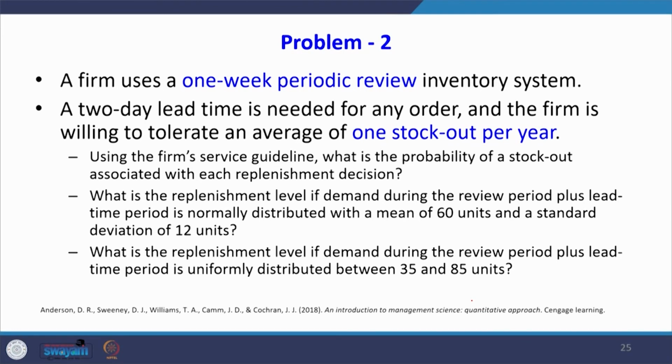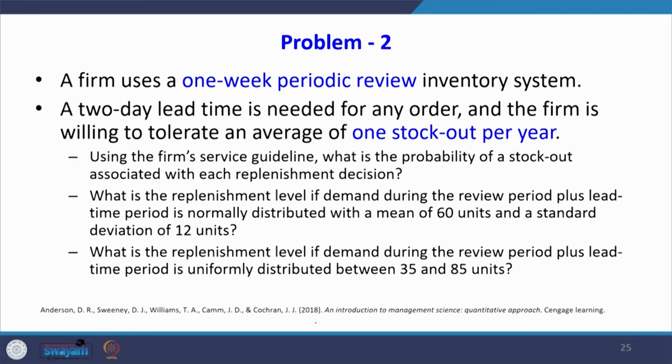So, previously we have seen the demand follow normal distribution. So, I am going to take another example. Here the demand is going to follow uniform distribution. What is this problem? A firm uses a 1 week periodic review inventory system. So, that means every week they are going for ordering.